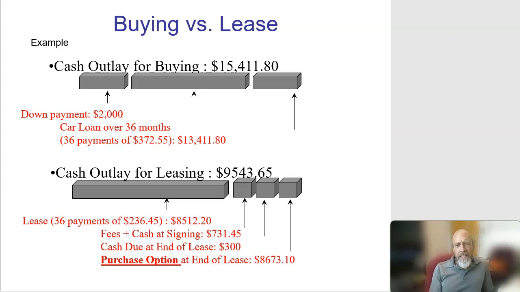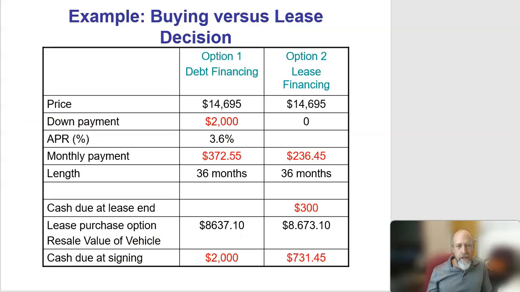So you can see that the cash outlay for the leasing option is much less than the outlay for buying. But at the same time, if you do not purchase the vehicle at the end of the lease, which I did not put into the calculation of the cash outlay, you're left with not having a vehicle at the end of the lease. Whereas with buying, you do actually have the vehicle. You own the vehicle at the end of the payment period. So we just kind of lay this out here.